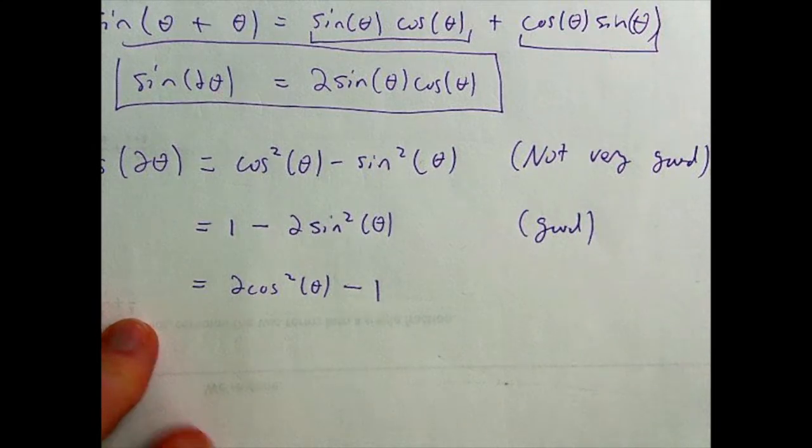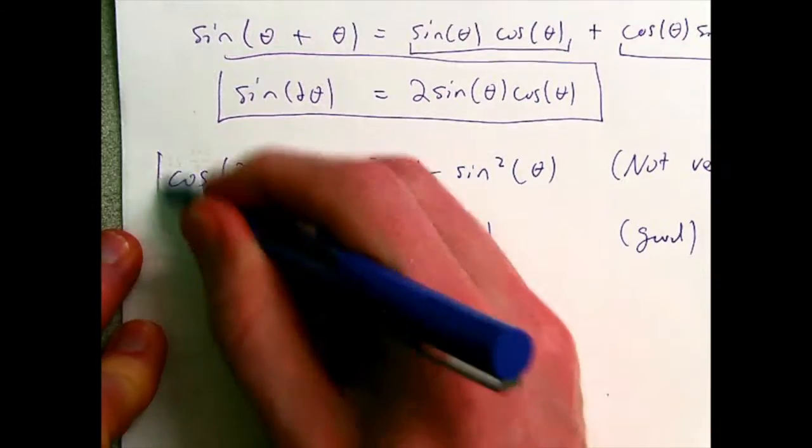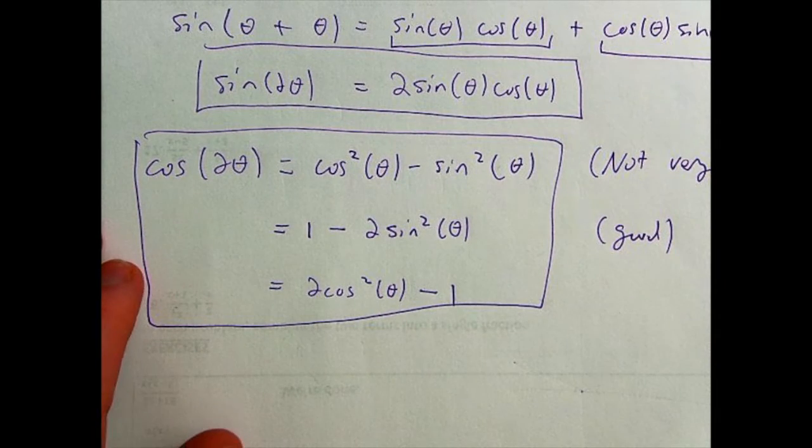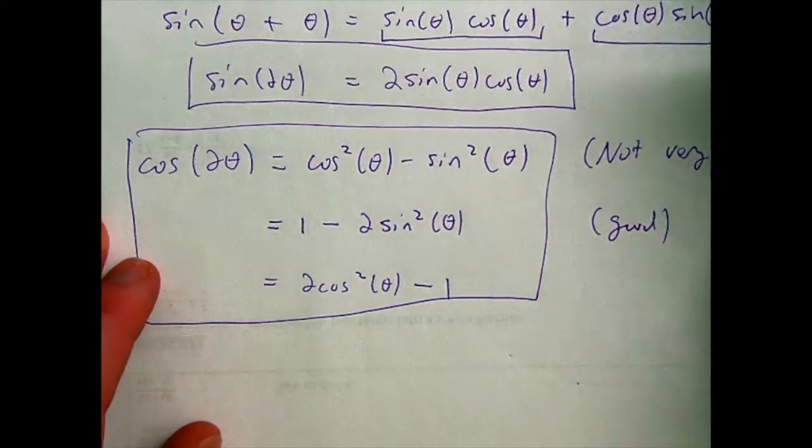So those are the three. So cosine 2 theta kind of has three different versions, and which formula we use is really just dependent upon what's convenient, what information we have available to us. So, okay, yeah, so that's it.